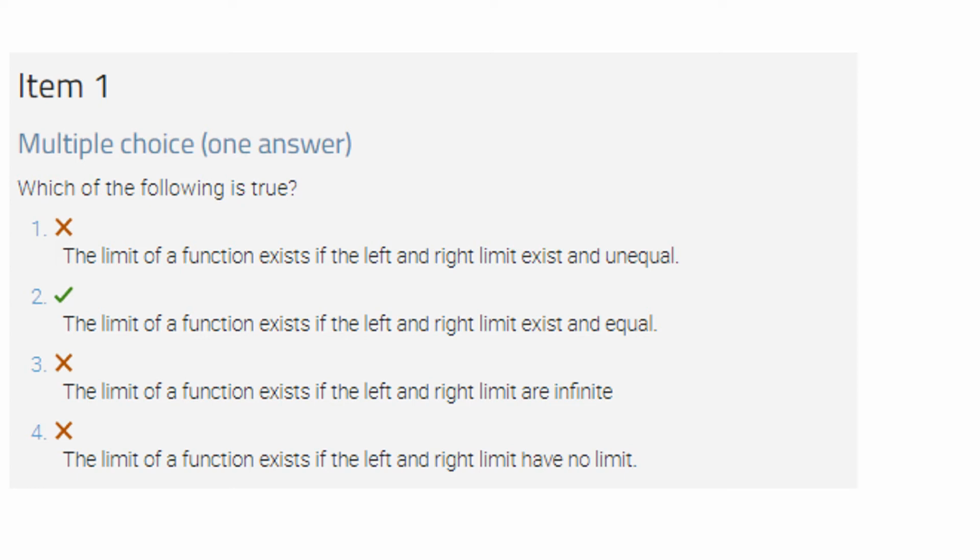Remember that on the first item, the limit of the function exists if and only if the limit from the left and right both exist and are equal. So when one is not equal to the other, or one does not exist while the other exists, then the limit will not exist. So the number 2 is a true statement.